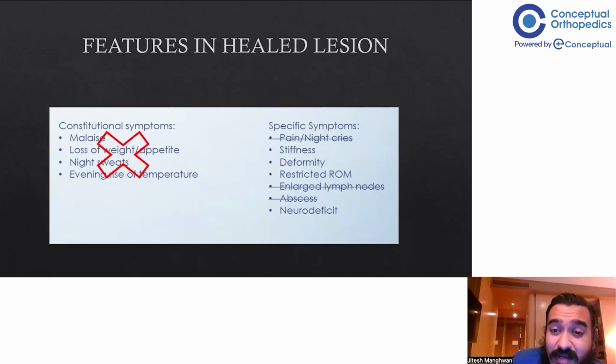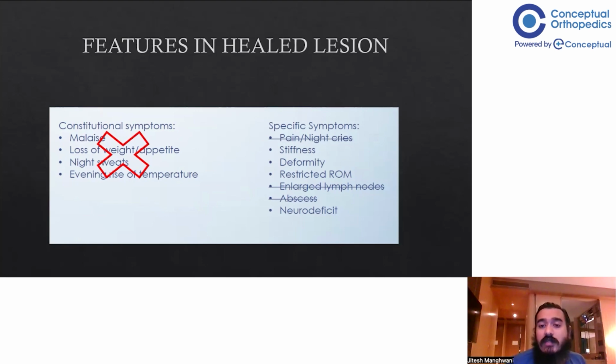What about the healed lesion? Since the lesion is healed, constitutional symptoms won't be there: malaise, loss of weight, appetite, night sweats, evening rise of temperature. You are not going to witness these in patients who have a healed lesion, because the lesion is healed, there won't be any constitutional symptoms. Along with this, the specific symptoms, pain and night cries, again won't be there because the lesion is healed.